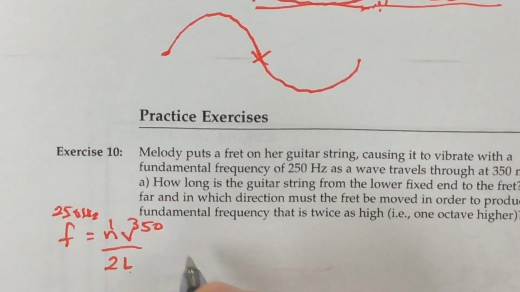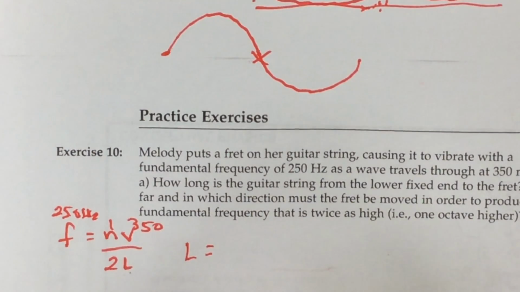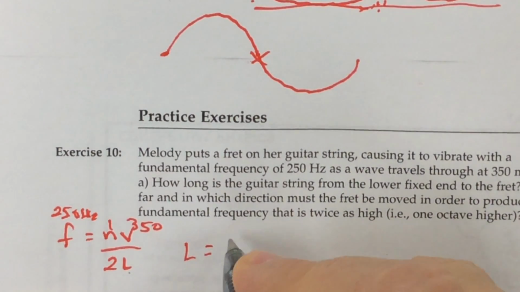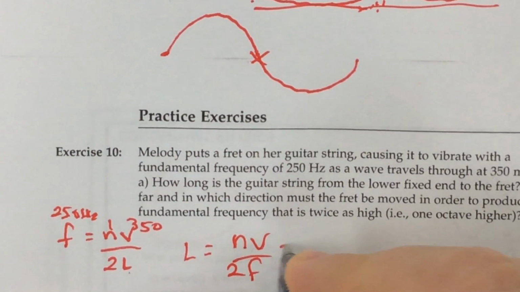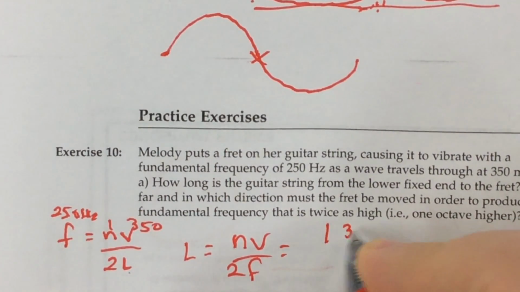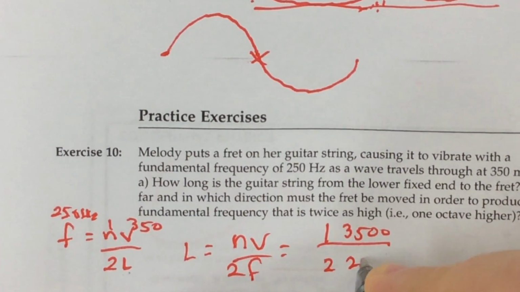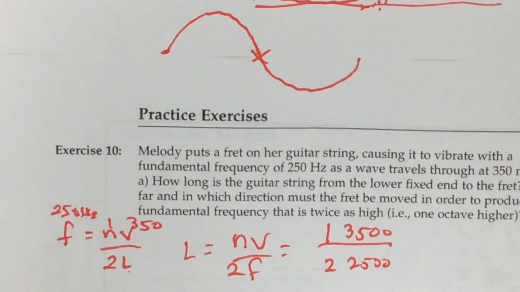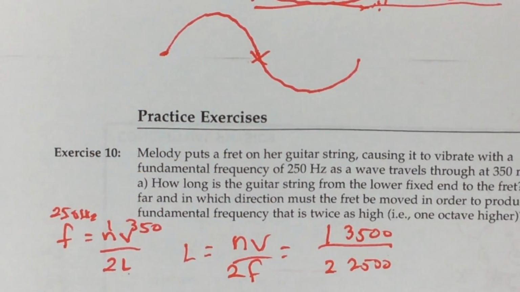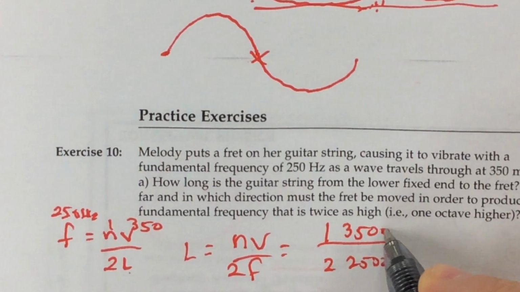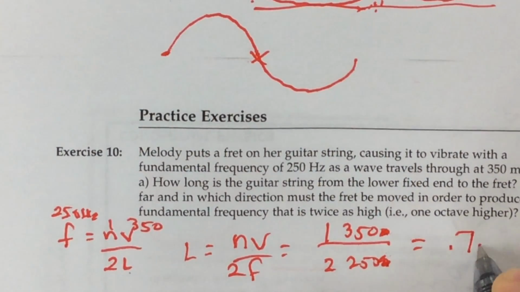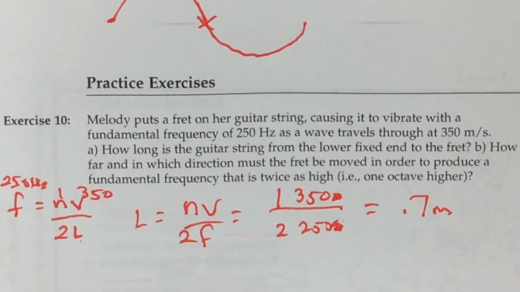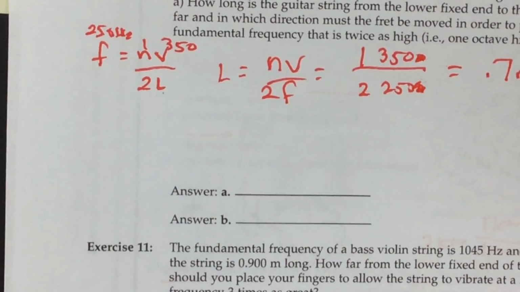When I solve for L, I'm going to have L equals NV over 2F, which is 1 times 350 over 2 times 250. It gives you 0.7 meters. So 0.7 meters is how long your guitar string is.